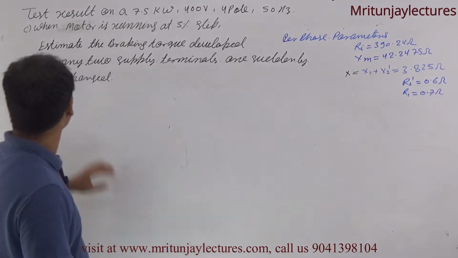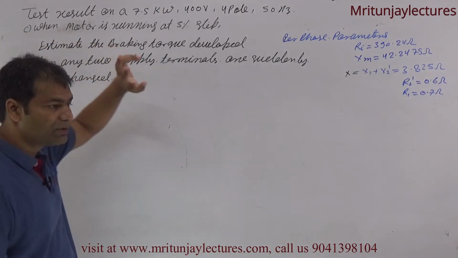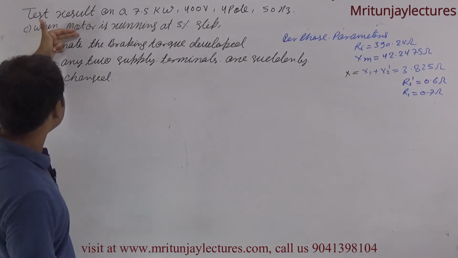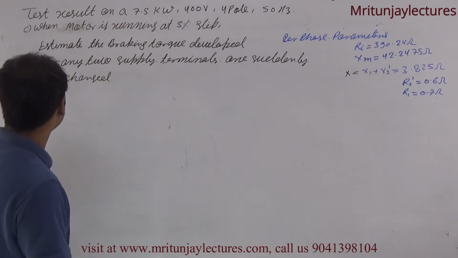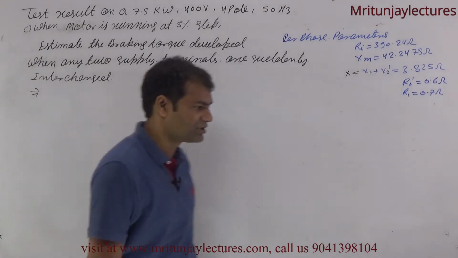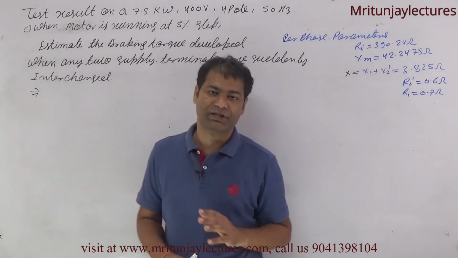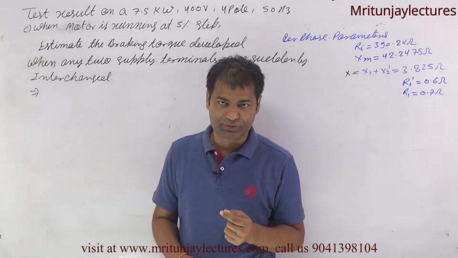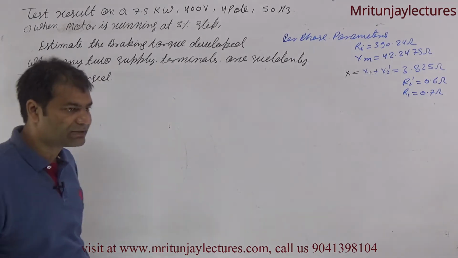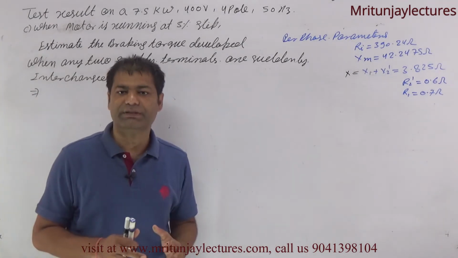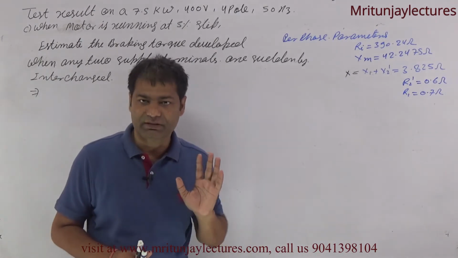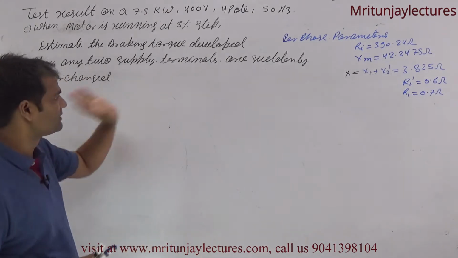Now, according to the question, parts A and B were already discussed in part 1. In part C: when the motor is running at slip 5%, estimate the braking torque developed when any two supply terminals are suddenly interchanged. Before this we discussed braking torque, and the sequence of the motor when the supply terminals are not changed. Then after that we discussed this.